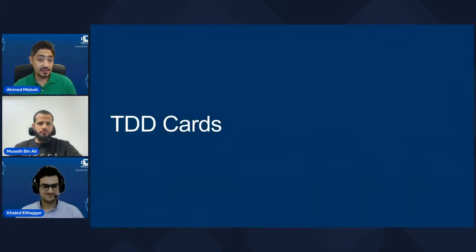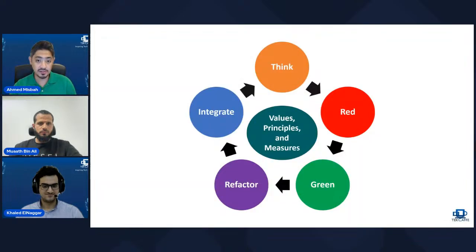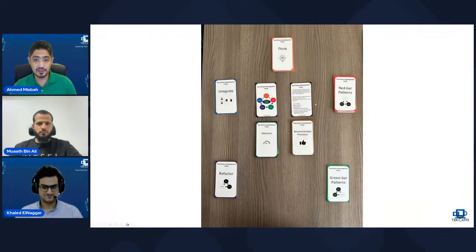We also have this agile tool called the TDD cards. These are cards that basically explain the practices under each of the circles in Tech Cafe's TDD circle. This is a picture of the card deck. So it's got 50 plus cards. Each card under every phase explains the recommended practices and patterns that you can use in your TDD practice. And you can use these cards for all sorts of things.